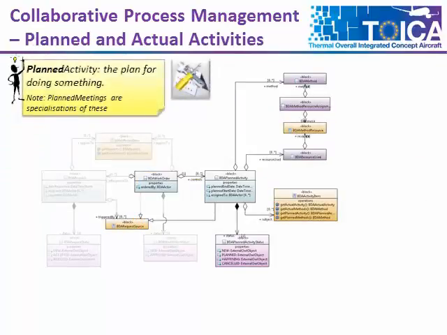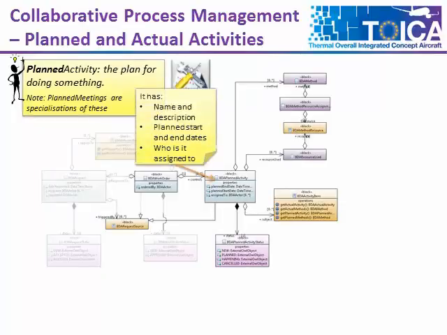The planned activity is the plan for doing something. Planned activities have names and descriptions of what to do. They can have a planned start date and end dates, and they also link to who it's assigned to, and this is an actor, so it can be an organization, team, person or tool.